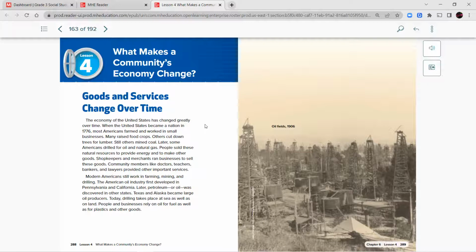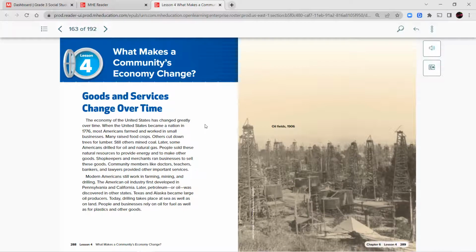The American oil industry first developed in Pennsylvania and California. Later, petroleum or oil was discovered in other states. Texas and Alaska became large oil producers. Today, drilling takes place at sea as well as on land. People and businesses rely on oil for fuel as well as for plastics and other goods.